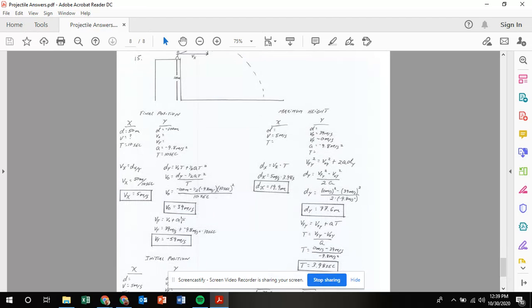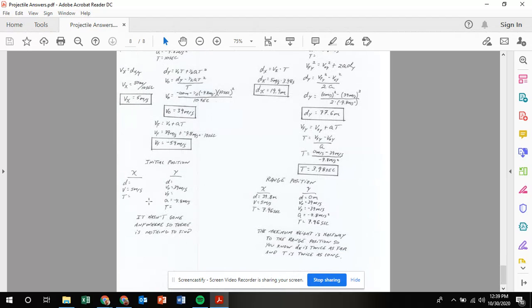The final velocity, when this thing is going to hit the ground in the Y direction, can be found using the first equation, V naught plus AT. So 39 plus negative 9.8 times 10 gets us a final velocity downward of negative 59 meters per second.